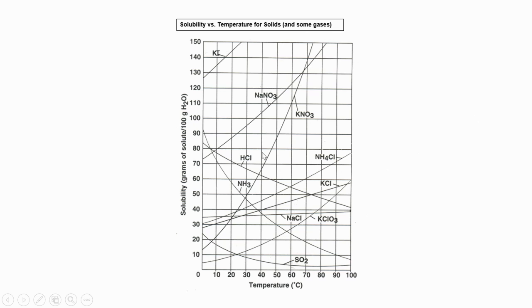So KClO3, I made the solution at 90 degrees. I was able to dissolve 50 grams. If I cool the solution to 70, I should only be able to dissolve about 35 grams. So if it does not supersaturate, that excess 15 grams, 50 minus 35, should fall to the bottom of the solution as solid crystals.